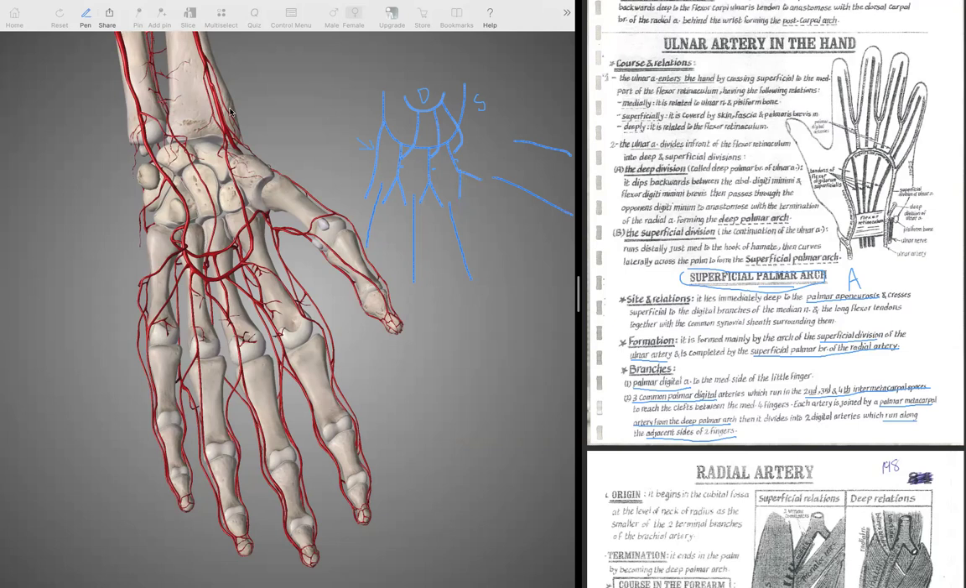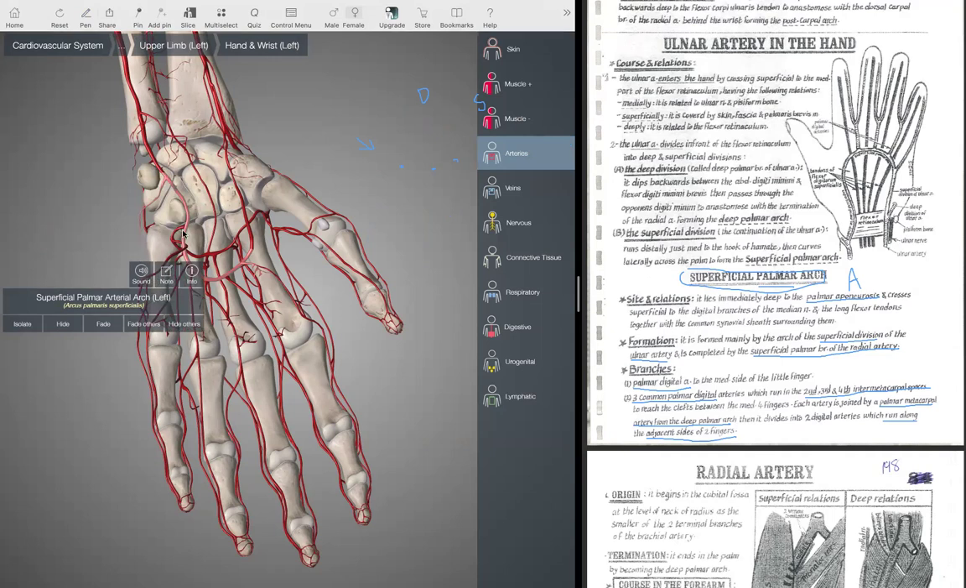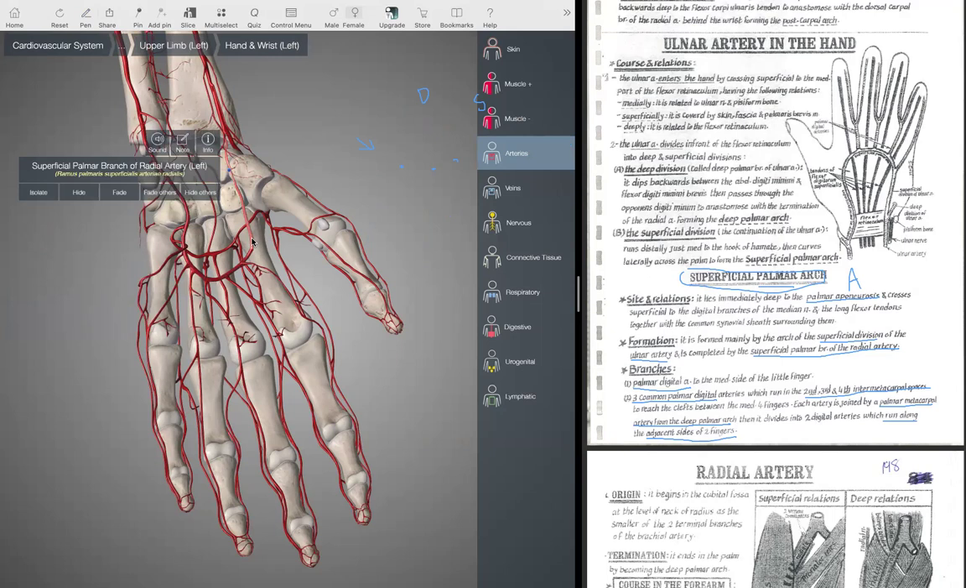Okay? And let me go back. Look. Give me a second. Here. Superficial. Okay? Coming from two parts. From the ulna, we have the superficial division. And from the radial artery, we have the superficial palmar branch of radial artery, making the arch.